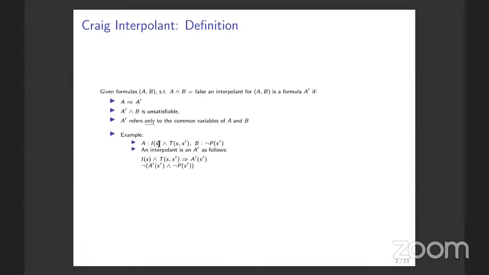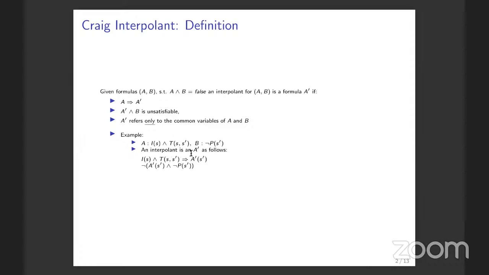For example, say A is this formula which computes the one-step image. It's not an actual image, but it characterizes the one-step image starting from IS. It's defined over a one-step DMC formula. And B is the property, the bad state, which defines the bad state. P is the property, and that is defined over S prime.